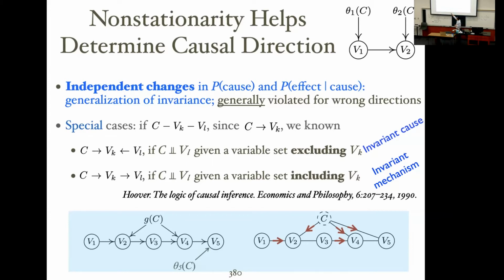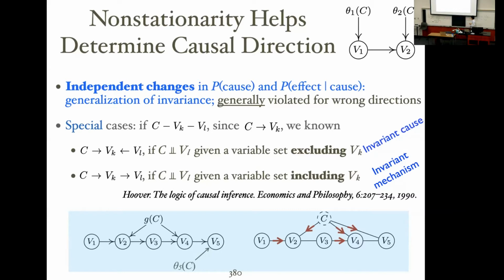And then we know that VL goes to VK. At the same time, we also know that the conditional distribution of VK given VL will change, right? Because clearly, conditional on VL, VK is dependent on C. That means for different values of C, the conditional distribution of VK given VL can be different. That means the mechanism from VL to VK can change, right? At the same time, the distribution of the cause VL is the same. This is an invariant cause.